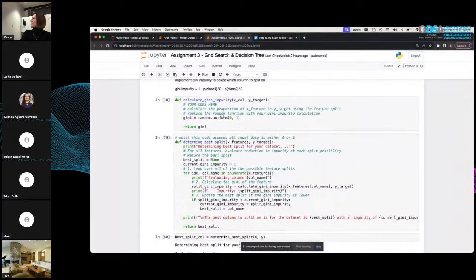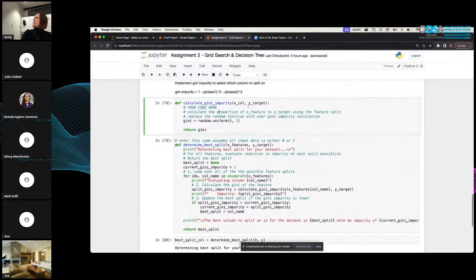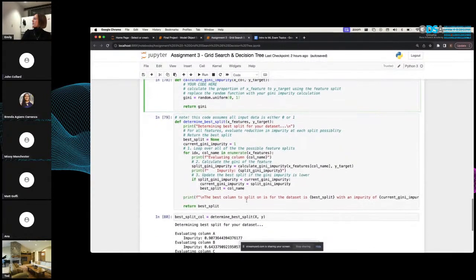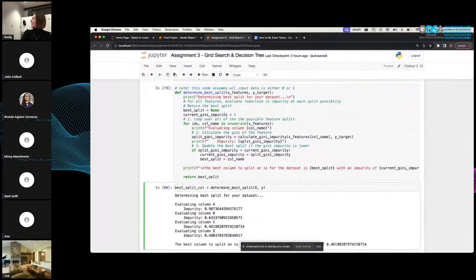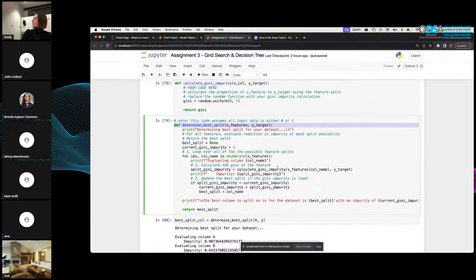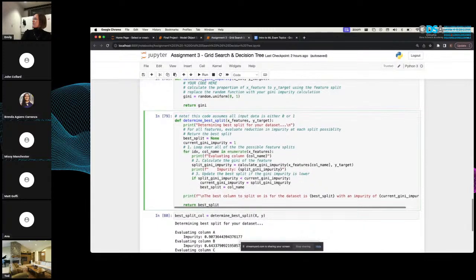And I have a couple of methods here. One's called calculate Gini impurity. And this is Gini impurity. It's 1 minus the probability of class 1 squared minus the probability of class 2 squared. And so you're going to implement that in the code here using this X column and this Y target. And you can change any of this code as you want. This is just kind of how I wrote it, probably poorly. So I wrote this code that determines the best split, and it calls that Gini impurity function. So you call this determine best split, you pass your X and Y, and maybe after we go through decision trees, I'll go through this a little more.